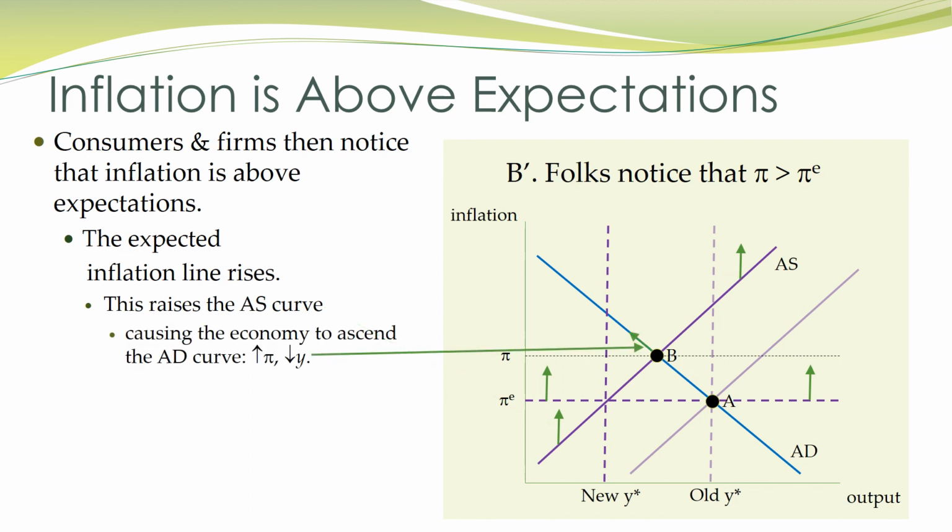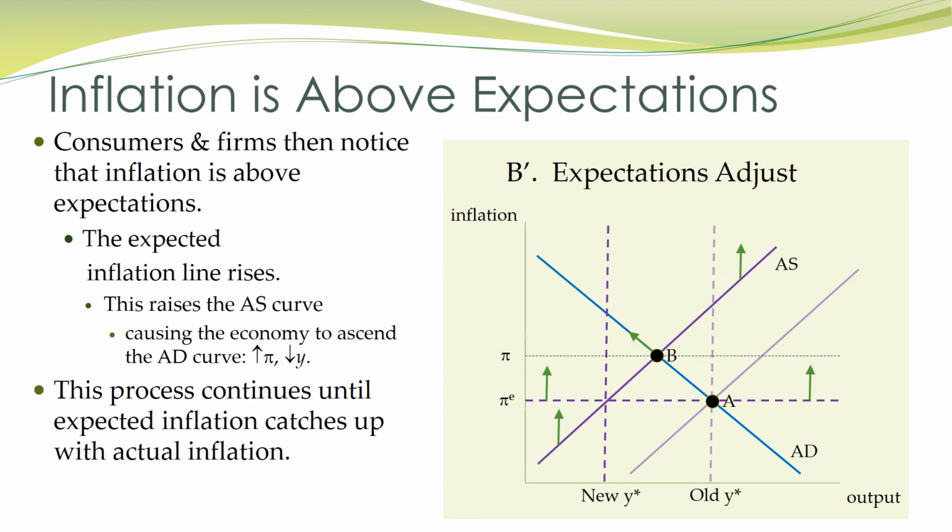This rise in the AS curve, in turn, causes the stagflation to worsen. As the economy moves up the AD curve, actual inflation pi rises further and actual output continues to fall. This process of rising inflation and rising inflationary expectations must continue until, finally, expected inflation catches up with actual inflation.